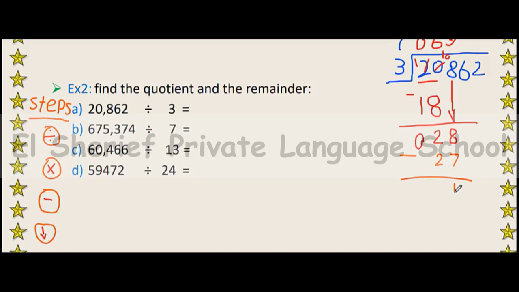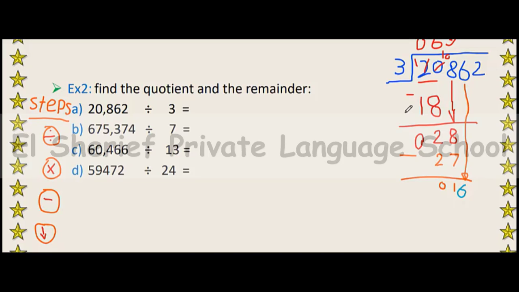8 minus 7 equal 1, and 2 minus 2 equal 0. Okay, the next step, or the last step, was down 6. So here we have 16. 16 divided by 3. What is the number? If we multiply by 3, we get a number, or the product, equal to 16 or less than it.